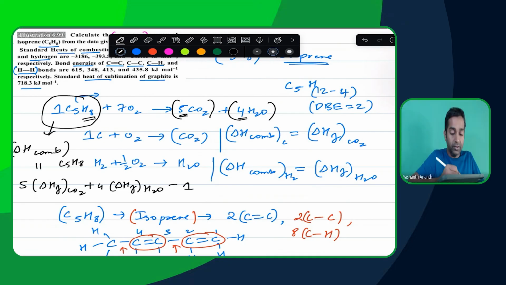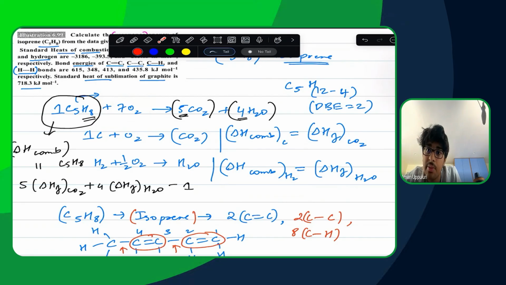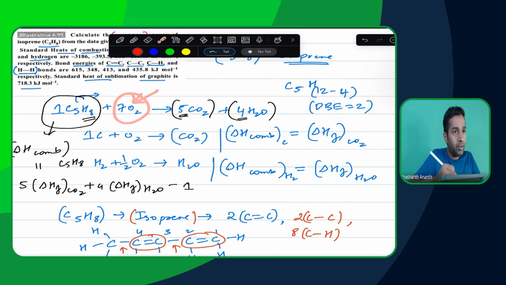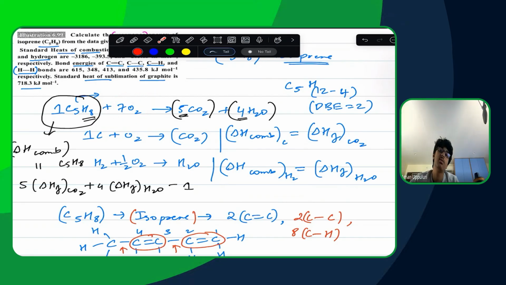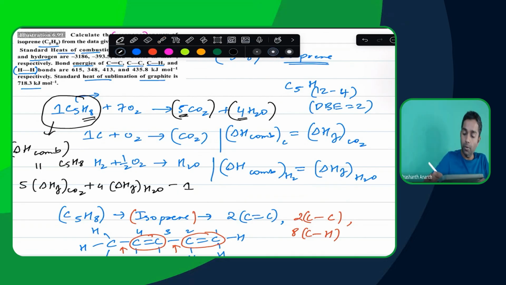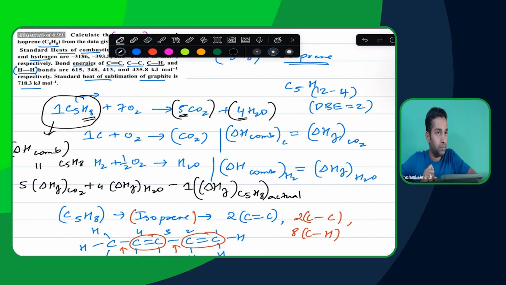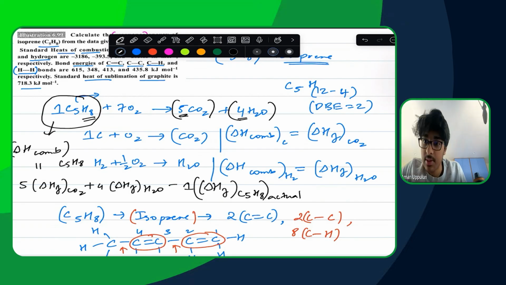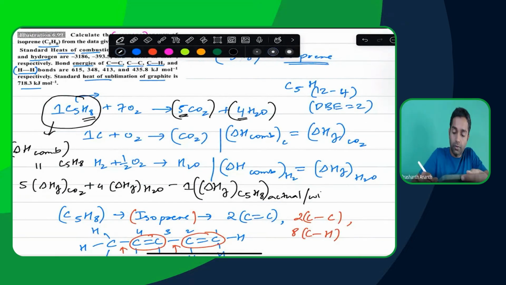This is something which I do not know as of now, so I'll put it as the enthalpy of formation of that guy. Then 7 into the enthalpy of formation of oxygen, which is in its normal elemental form already, so 0. So minus 1 into the enthalpy of formation of C5H8. This is the actual enthalpy of formation, including resonance. We have this value. Now we can calculate, so with the resonance.